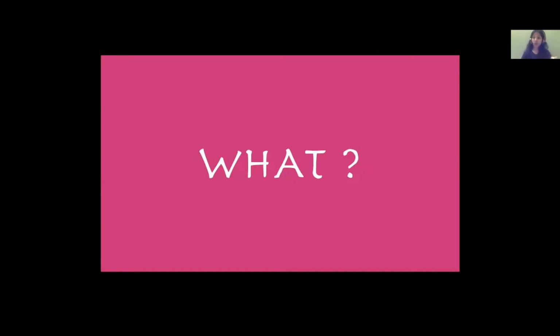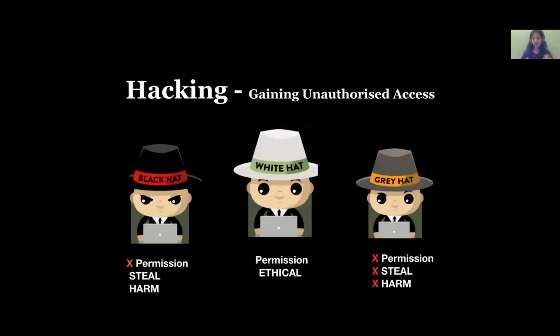So, what is hacking? Hacking is nothing but gaining unauthorized access, something that you shouldn't be doing but you do. There are three types of hackers. One is the black hat hackers, who do not have permission to your system, but gain access into your system to steal or harm you. Then there are the gray hat hackers, who again do not have permission to your system, but gain access not to steal or harm, just to make you aware that these vulnerabilities exist in your system. Even though they do not steal or harm, that is still considered illegal.